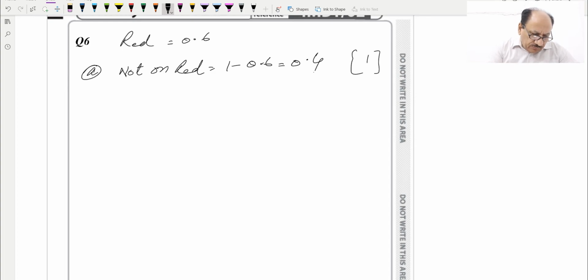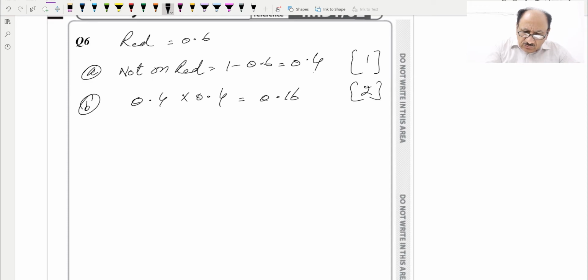Just too simple. Part B says this spinner is spun twice. Calculate the probability that the spinner does not land on red each time. So not red will be 0.4. So 0.4 into 0.4 will give us 0.16, and this was a 2 marks part, which we are done with.